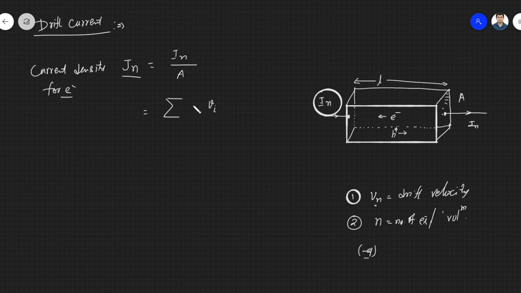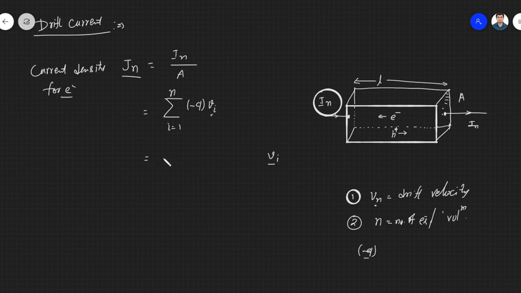So it will be like minus q into vi, where vi is the velocity of that electron, right? Now this i will vary from 1 to n. Velocity of one electron, first electron, second electron, like this. And we have n number of electrons per unit volume. So we have to sum from i equals 1 to n.